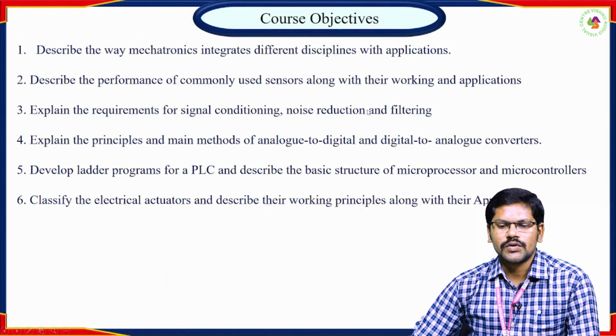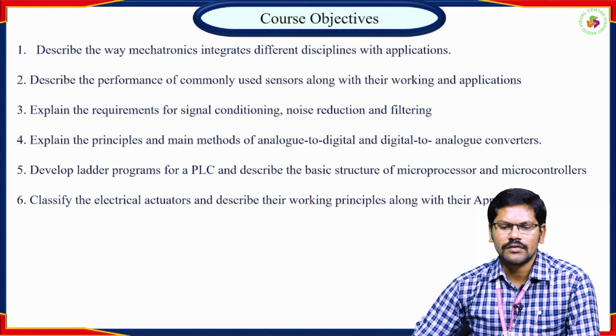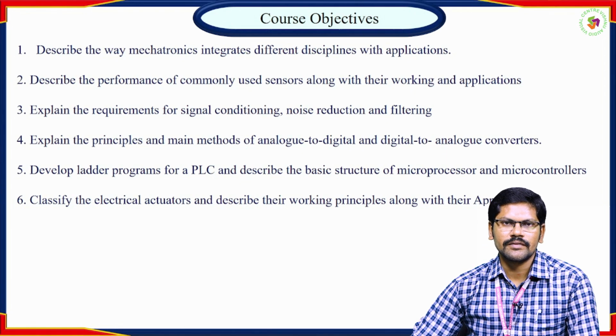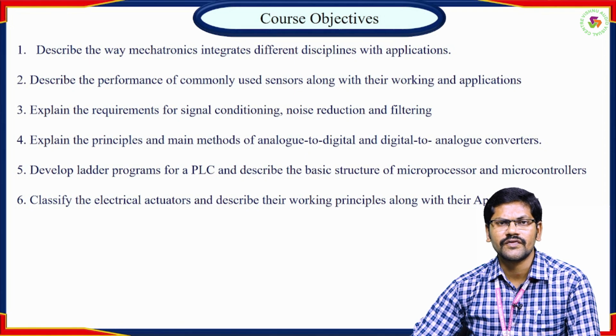When we look into this course, there are 6 objectives. The first objective is to describe the way mechatronics integrates different disciplines with applications. It means how the mechatronics approach integrates various disciplines. So it is a combination of all those engineering disciplines such as mechanical engineering, electrical engineering, electronics engineering, and computer science engineering. It is an integration of all those disciplines. So that's why these subjects are very important nowadays.